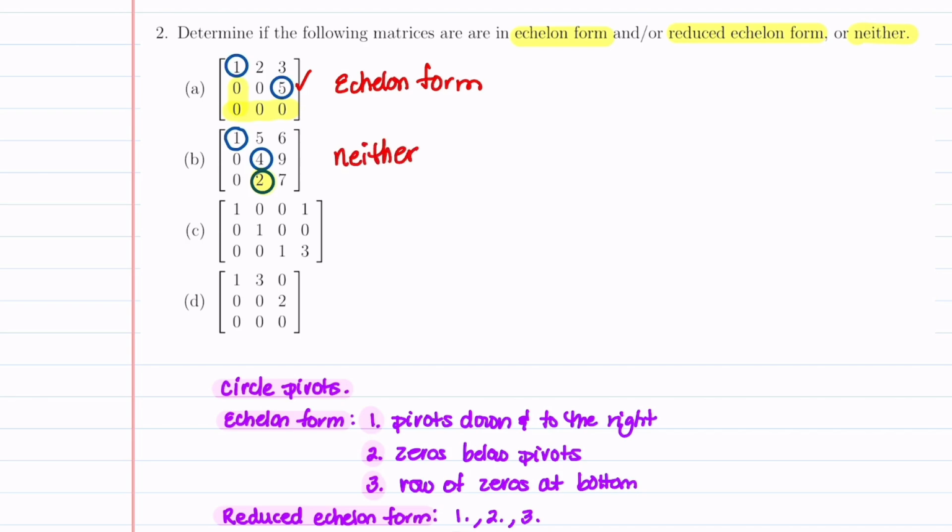Let's now look at our matrix C. We'll circle our pivots. We have a pivot here, here, and here. Now let's look at the zeros below the pivots. We have a 0 here, here, and then notice that we also have zeros above our pivots, and our pivots are all equal to 1. So that's going to tell us that this matrix is in echelon form and it's in reduced echelon form.